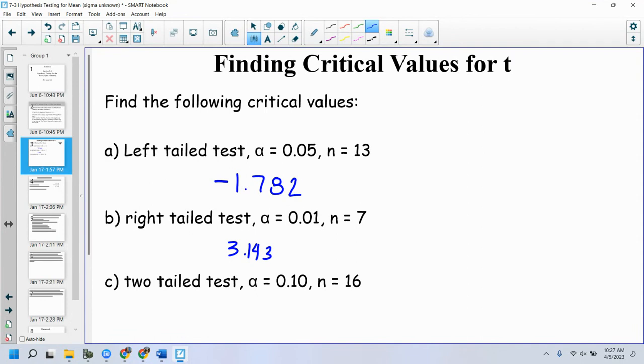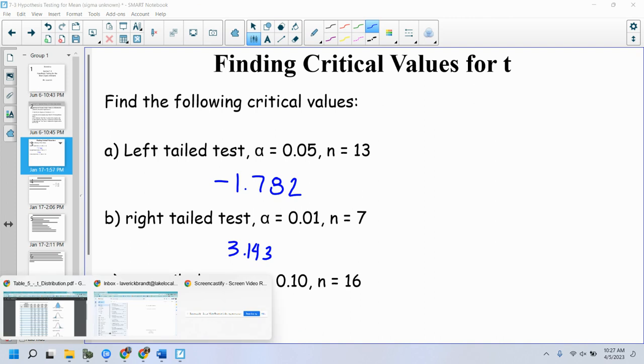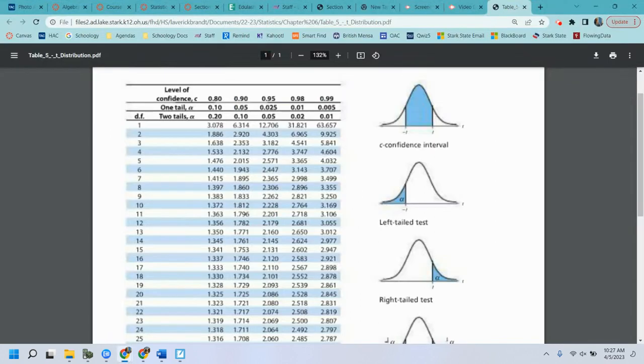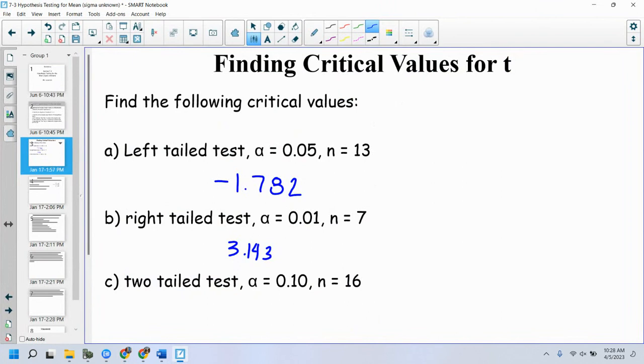Two-tailed test with an alpha of 0.1 and n equals 16. So that means two-tailed of 0.1, and my n was 16, so I go to row 15. 1.753. Now, the interesting thing here is that I have to think about it both plus and minus, right?